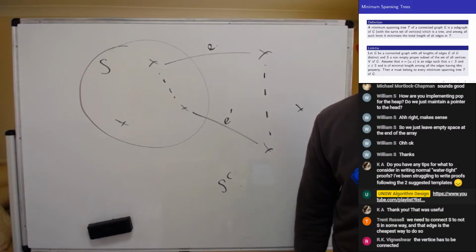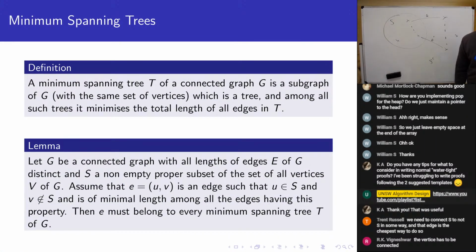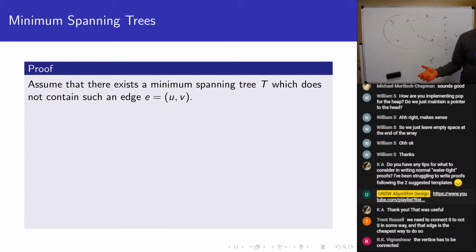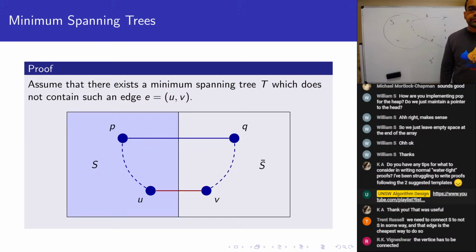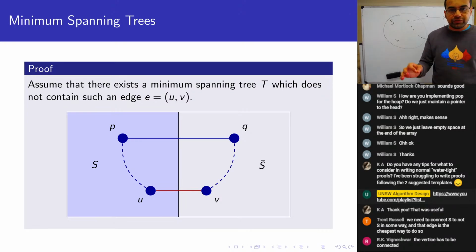Yeah. So let's have a go. Let's write up a formal proof of this. Again, assuming all edge weights are distinct, and I have some subset S containing some of the vertices, what happens if I take a minimum spanning tree which does not contain this edge E? So instead of taking the cheapest edge between U and V, we instead take a different edge between P and Q.